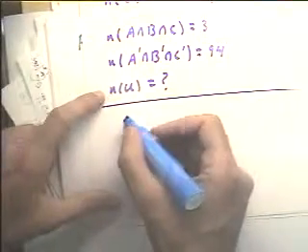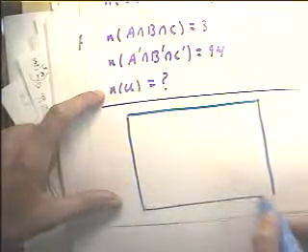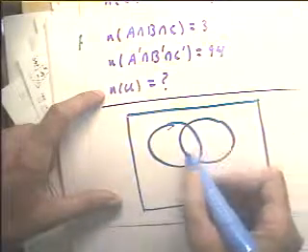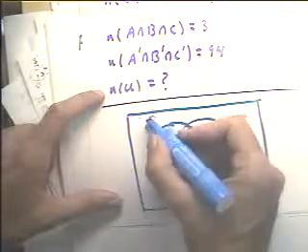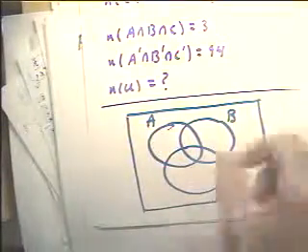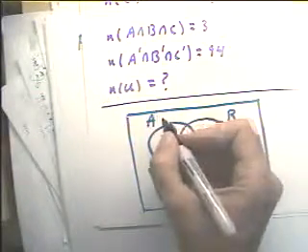And we want to know the number of elements in the universal set. We start with a Venn diagram. We'll draw the sets A, B, and C. And we'll number the elements in the sets.